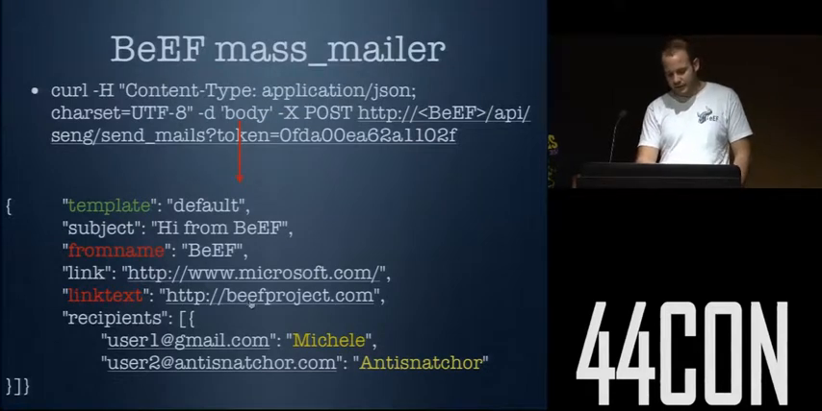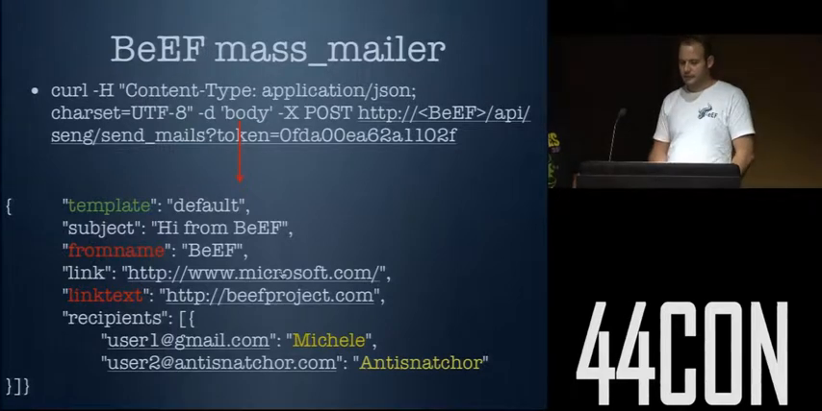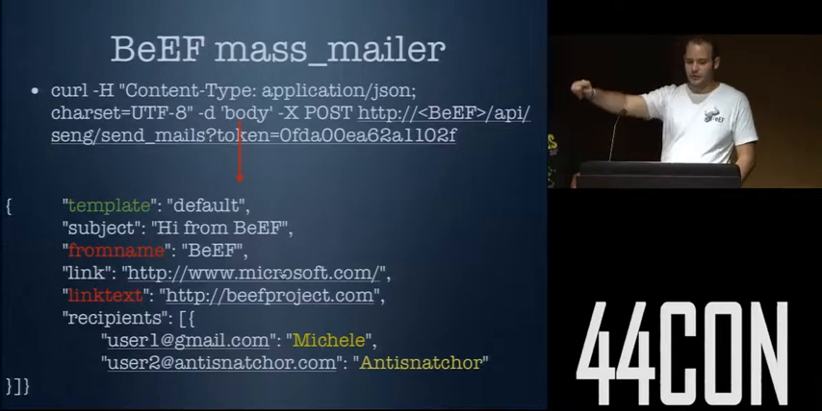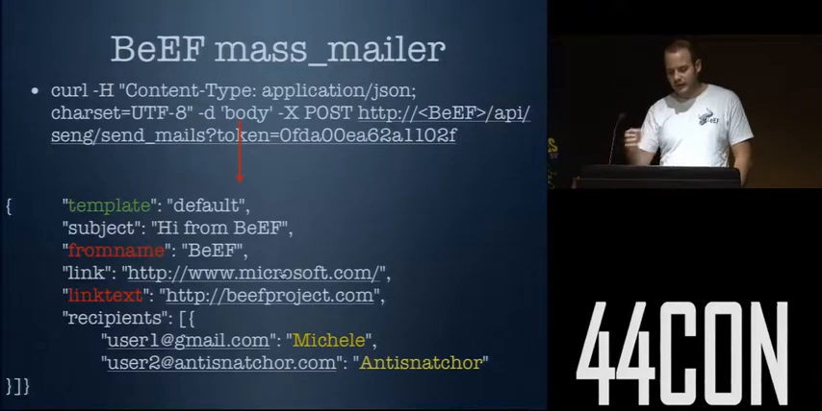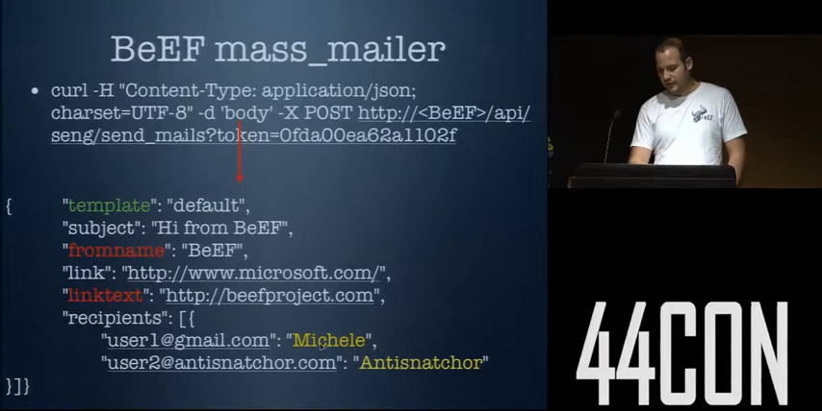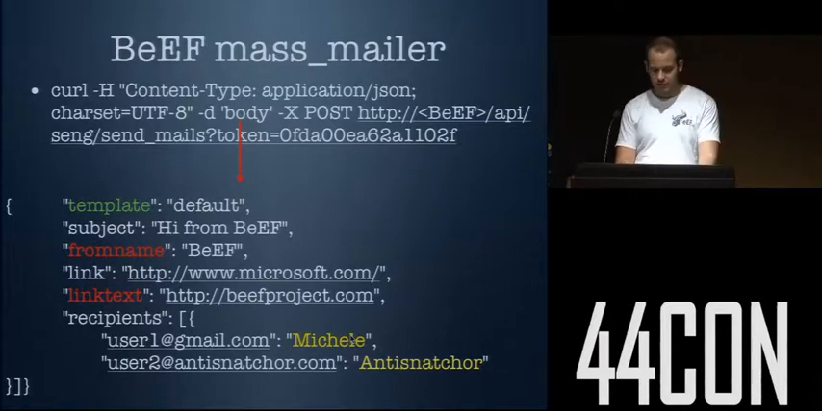The link is the actual link that the victim will go to when they click on your email. The link text is the content inside the A tag: href is the link, and what the victim sees is the other one. And then the recipients is just an array of emails and names, and this will be used to populate the placeholder that we've seen before, like underscore underscore name.